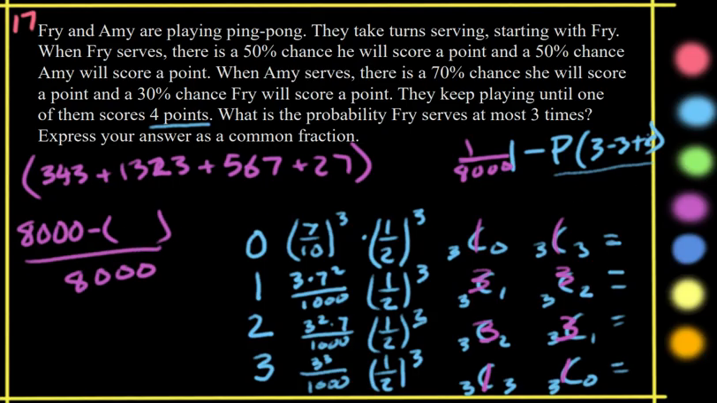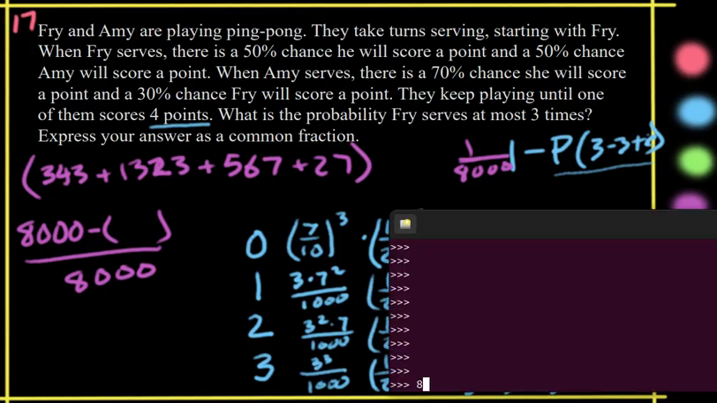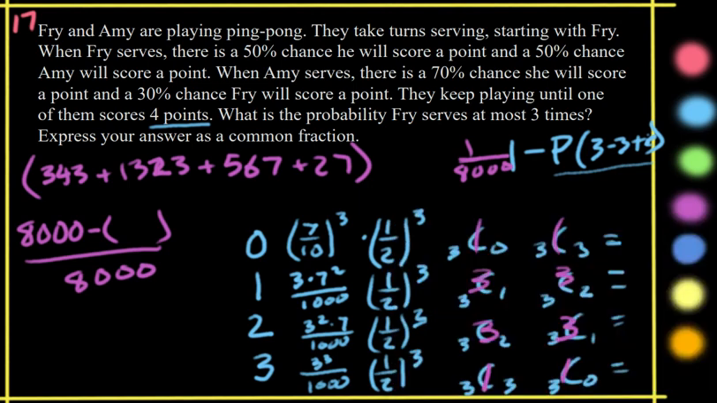And I'm just going to bring up Python here. We're going to do 8,000 minus this sum, which was 343 plus 1323 plus 567 plus 27. And I know on the Sprint you can't do this, but I'm cheating. So we've got 5740 divided by 8,000 now.